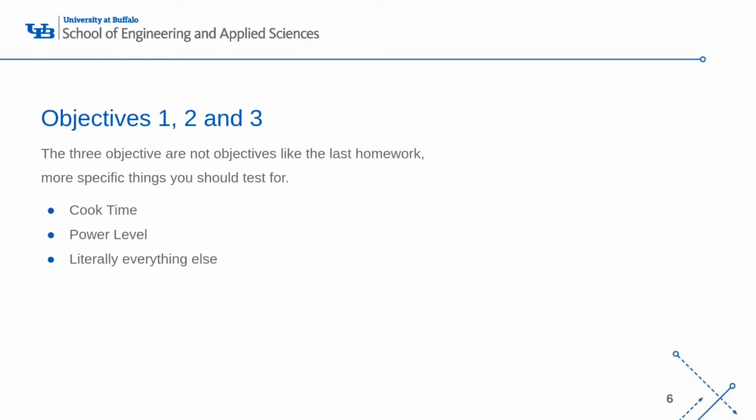The three objectives for this homework are not like the objectives for the last homework, and they're not like the objectives that you're going to see for the rest of the homeworks for the year. There is no is collision and then, or is rhyme sounds and then find rhymes. In order to get the functionality for the homework, you basically have to do the whole thing. The three objectives are just three specific pieces of the homework that you should test for. So the three things being cook time, power level, and literally the rest of the homework. You should be making sure that you're specifically testing for cook time and power level, though, as they're objectives 1 and 2.